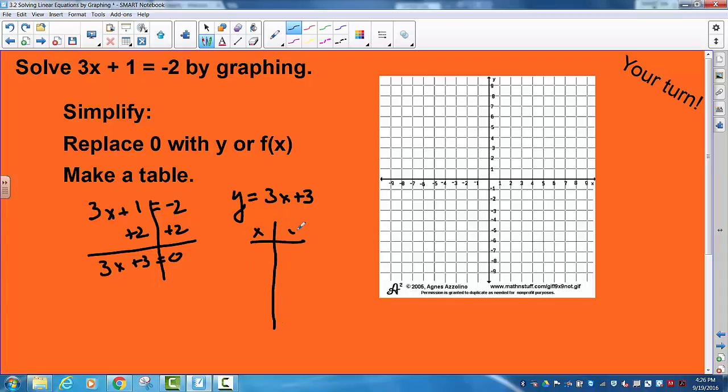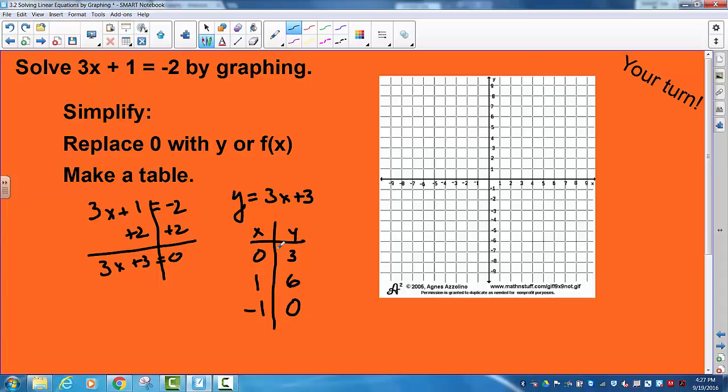We've got x and y. If we let x equal 0, then we've got y equals 3 times 0, which is 0, plus 3 gives us 3. We try 1. 3 times 1 is 3, plus 3 is 6. And we can try -1. You choose the numbers that you want to use here for the x. It doesn't matter what you choose. Some numbers are easier than others, but you'll get used to that as you're graphing more and more. But 3 times -1 is -3, and plus 3 makes 0.